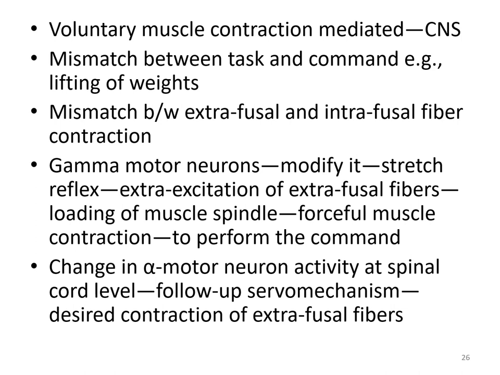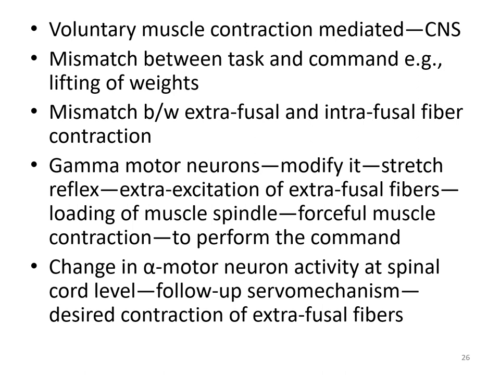Now, the gamma motor neurons come into picture. They stimulate the central portion, and then the central portion is pulled and it sends impulses to the alpha motor neurons to cause the contraction. So basically, gamma motor neurons are modifying the stretch reflex and cause extra excitation of extrafusal muscle fibers by loading of muscle spindle, causing the forceful muscle contraction to perform the command.